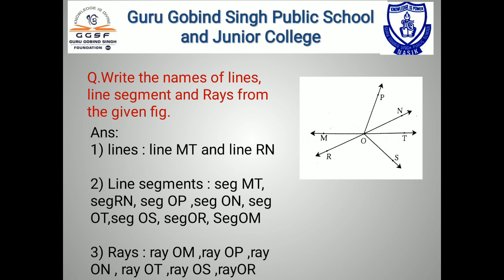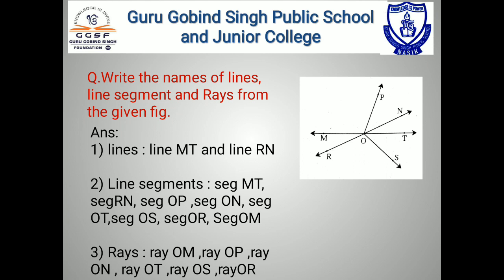And second line RN and arrowheads are there. We can extend it. Can we take P and R? No, because it is not a straight. As it we can extend the line, but it should be straight. So we cannot consider PR as a line. So there are only two lines, line MT and line RN.